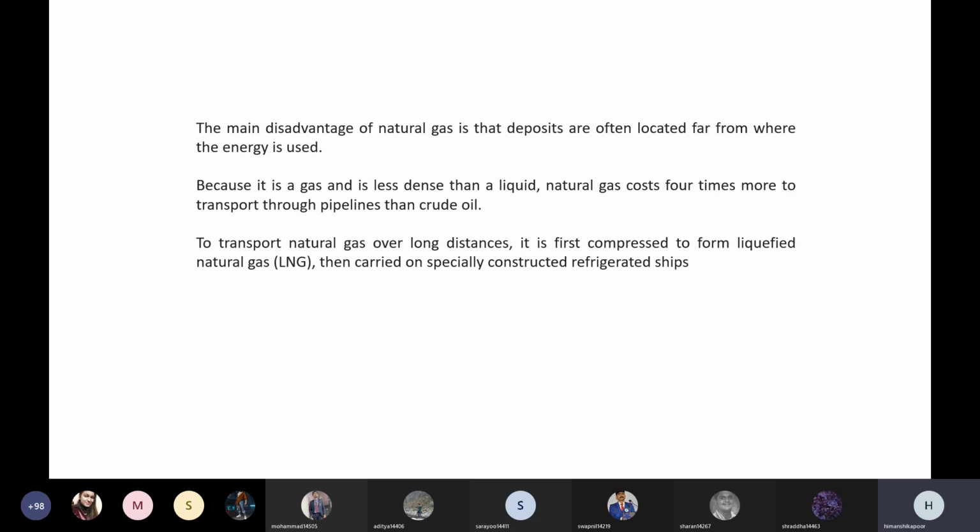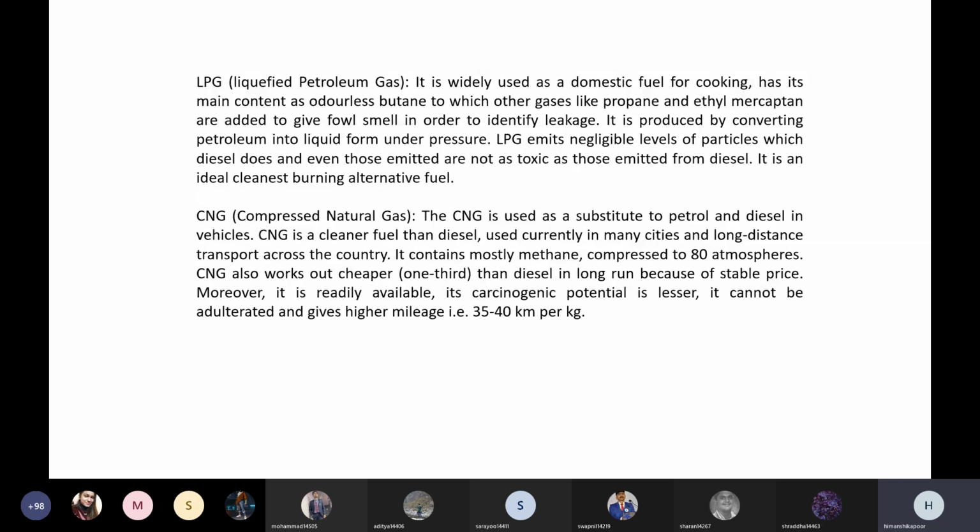Coming to its forms, LPG we have already discussed. Majorly LPG has butane and you add ethyl mercaptan to it. Why do you add ethyl mercaptan to it? To give a specific smell to LPG gas, ma'am, because it doesn't have any odor, so it becomes detectable. When there is a leakage you can easily identify it through this smell.